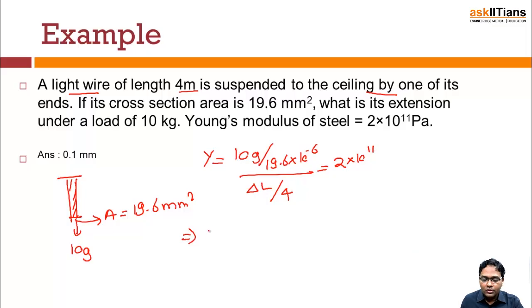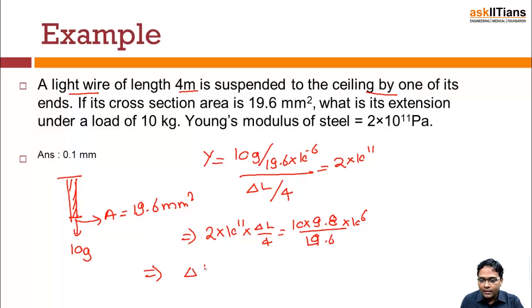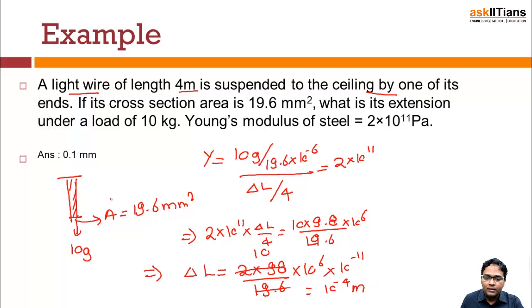So let's try to simplify this. 2 into 10 raised to the power 11 into delta L divided by 4 equals 10 into 9.8 divided by 19.6, and this goes as 10 raised to the power 6 here. So from here, what can we further say? Delta L can be given by 2 into 98 divided by 19.6 into 10 raised to the power 6 into 10 raised to the power minus 11. If I just do it, this gives you 10, and here you get 10 raised to the power 7, so effectively you get 10 raised to the power minus 4 meters. So 10 raised to the power minus 4 meters is nothing but 0.1 millimeters. So this is how it works.